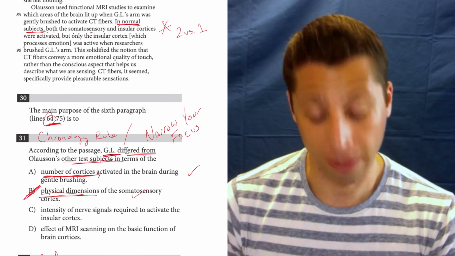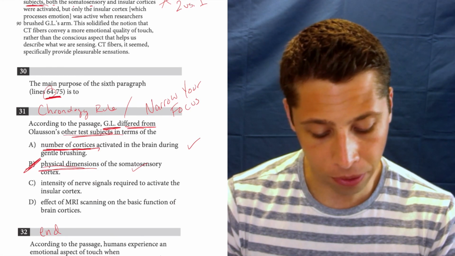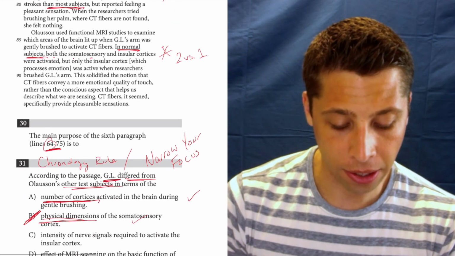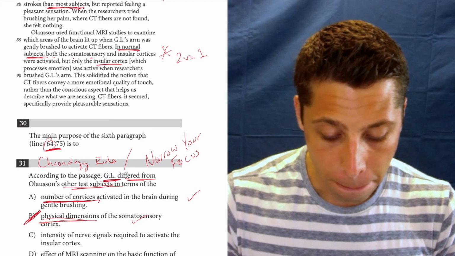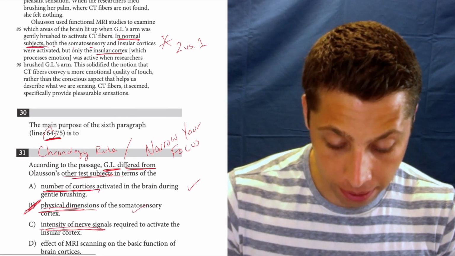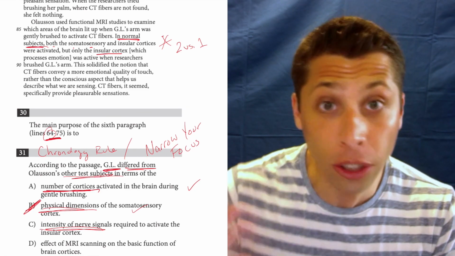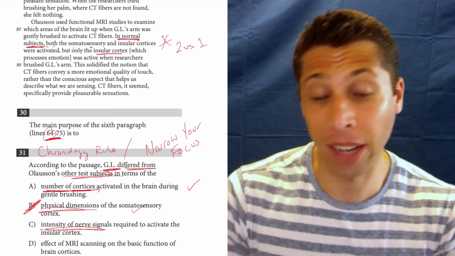So here we go. Narrowing our focus, the science part doesn't matter. It's this other thing that turns out it matters. C, the intensity of nerve signals required to activate the insular cortex. Well, it definitely says that her insular cortex is activated, but it never talks about how intense the signals were. It's saying that they're gently brushing her arm. It's not saying they're brushing it harder for her than they had to for the other people. They're not making that kind of comparison.